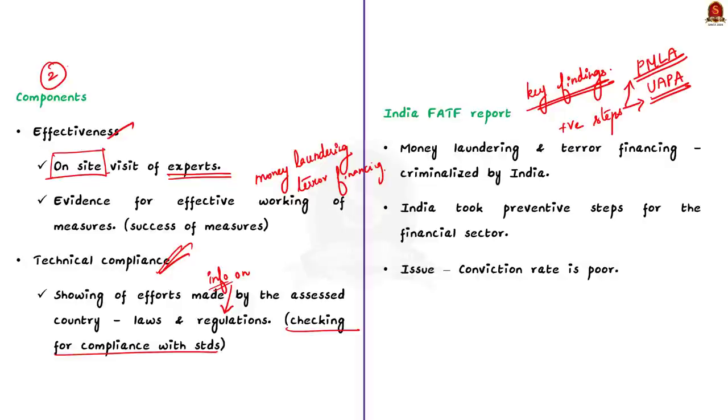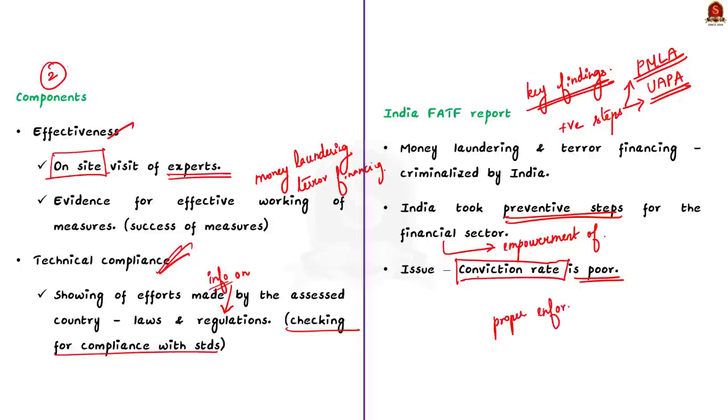Apart from this, India has also taken measures to prevent crimes from occurring by empowering the financial sector. See, all these are positive steps taken by India, but still the conviction rate is very low. So the FATF has advised India to take steps for the proper enforcement of anti-money laundering and anti-terror financing provisions in India. So these are all about the mutual evaluations of India in the past.